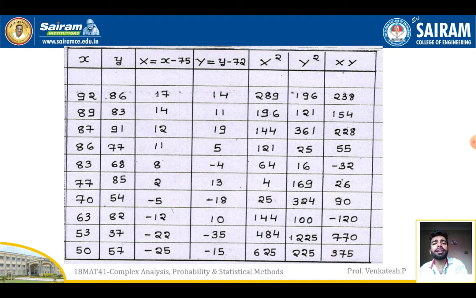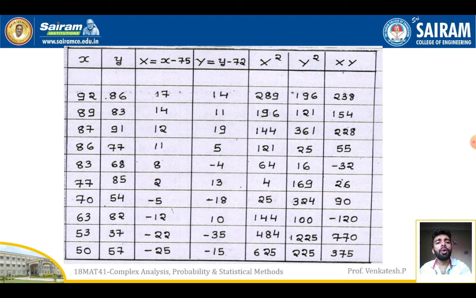Now calculate all the capital X values corresponding to the small x. And similarly calculate all the capital Y values corresponding to the small y. Now we have to find X square also. Square all capital X values here, and we'll get these values. Similarly, to find Y square, square all the capital Y values. So we'll get the complete values of the Y square column.